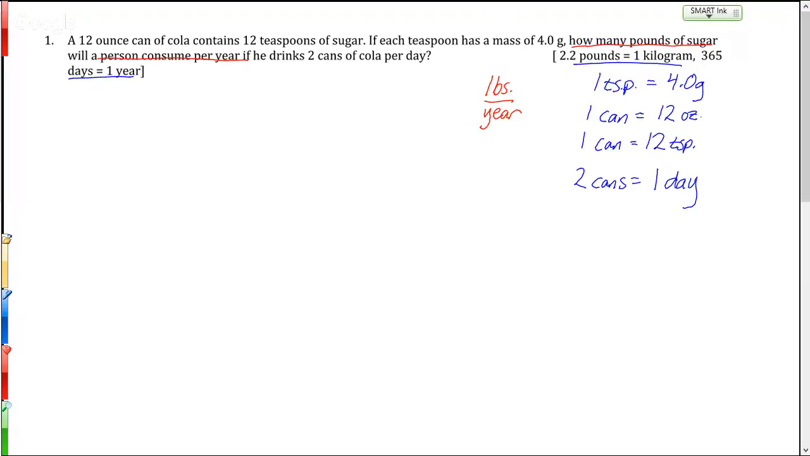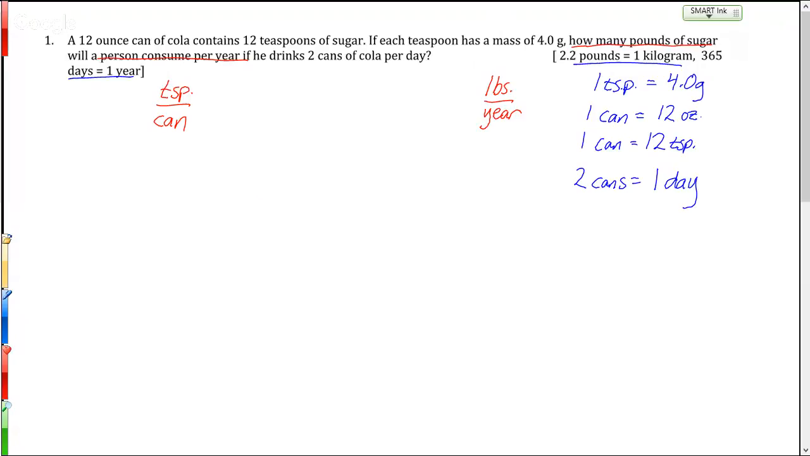So those are my equalities. I know I have to end in pounds per year. And so I'm going to be starting in, let's say, teaspoons per can. Does that make sense? That I'm starting with 12 teaspoons of sugar per can. And then I've got a certain number of cans, and I've got a certain number of days, and eventually we're going to get to pounds. So we want to get teaspoons to pounds and cans to years. Everybody see that? The top of the formula is going to go teaspoons to pounds. The bottom is going to go cans to years.